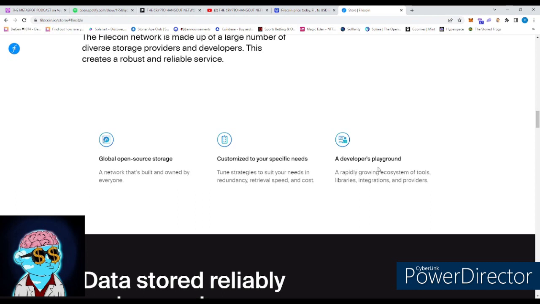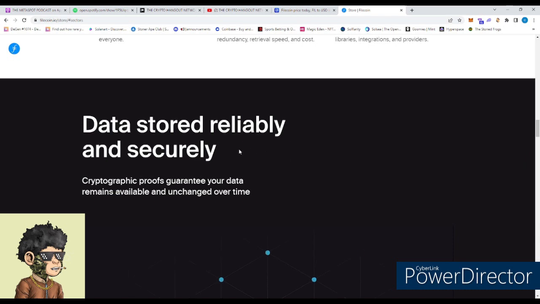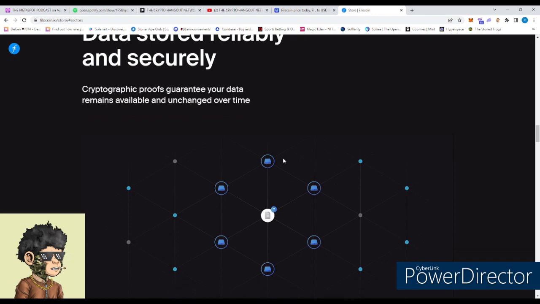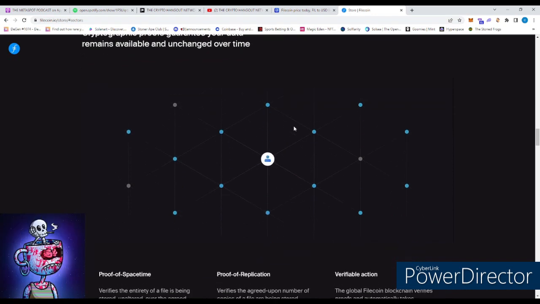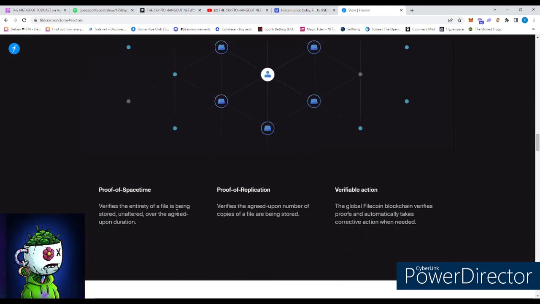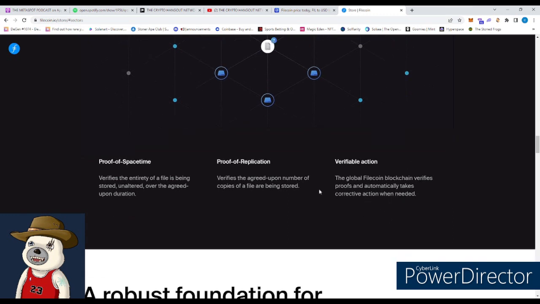It's a developer's playground, a rapidly growing ecosystem of tools, libraries, integrations, and providers. Data stored reliably and securely, cryptographic proofs guarantee your data remains available and unchanged over time. And it shows you right here about the decentralized storage. Proof of space time verifies the entirety of a file is being stored unaltered over the agreed upon duration. It verifies the agreed upon number of copies of a file are being stored. The global Filecoin blockchain verifies proofs and automatically takes corrective action when needed. And that is the verifiable action.